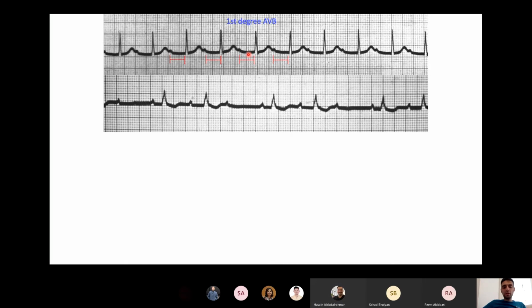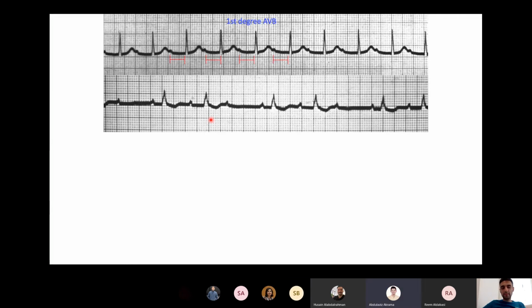Okay. Next. Again, you scan through this rhythm strip and you see occasional PR prolongation. Then you think again, we probably have to think of AV block. So now you ask yourself what type of AV block it is.